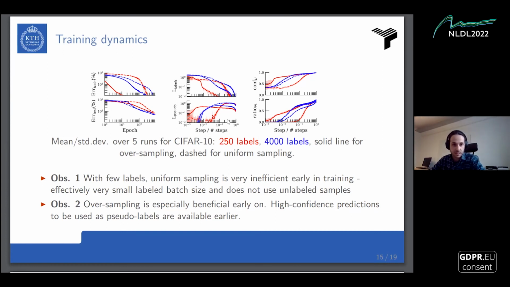In contrast, when we do oversampling, the training error goes down very quickly early on, and the confidence of the predictions on unlabeled data goes up quickly as well. The ratio of samples in each mini batch that are actually used as pseudo labels also goes up much quicker, and so does the semi-supervised loss that I'm showing here.